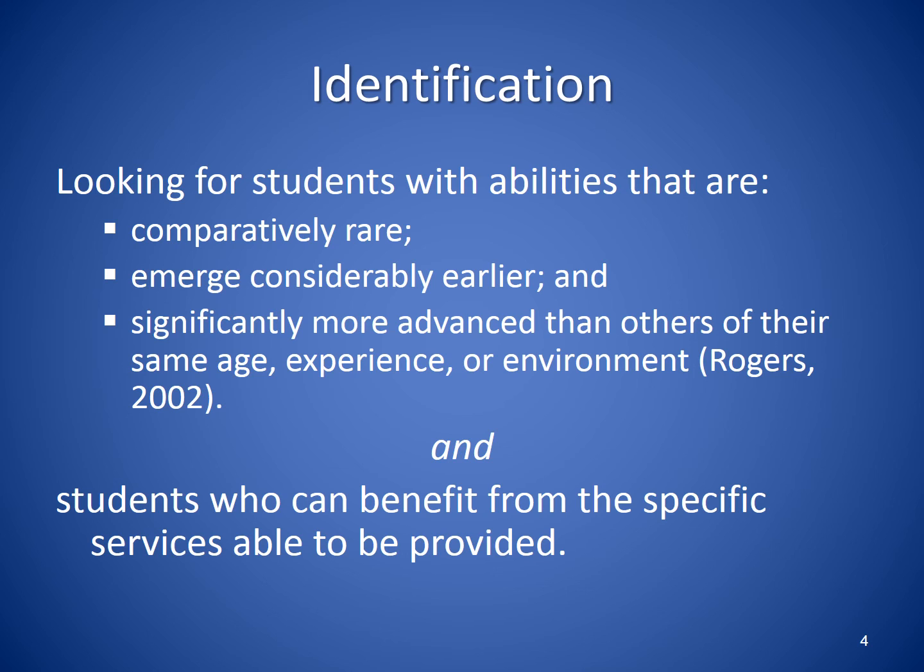For some, the idea of identifying students for gifted programs may seem like a daunting task. To be sure, it is not black and white, and many factors weigh into the process. However, it may be helpful to take a step back and remind ourselves of what it is that we are trying to do. We are trying to find students with abilities that are comparatively rare, emerge considerably earlier, and are significantly more advanced than others of the same age, experience, or environment. We are also looking for those who can benefit from the services that we can provide. Our task then becomes to figure out who those students might be.